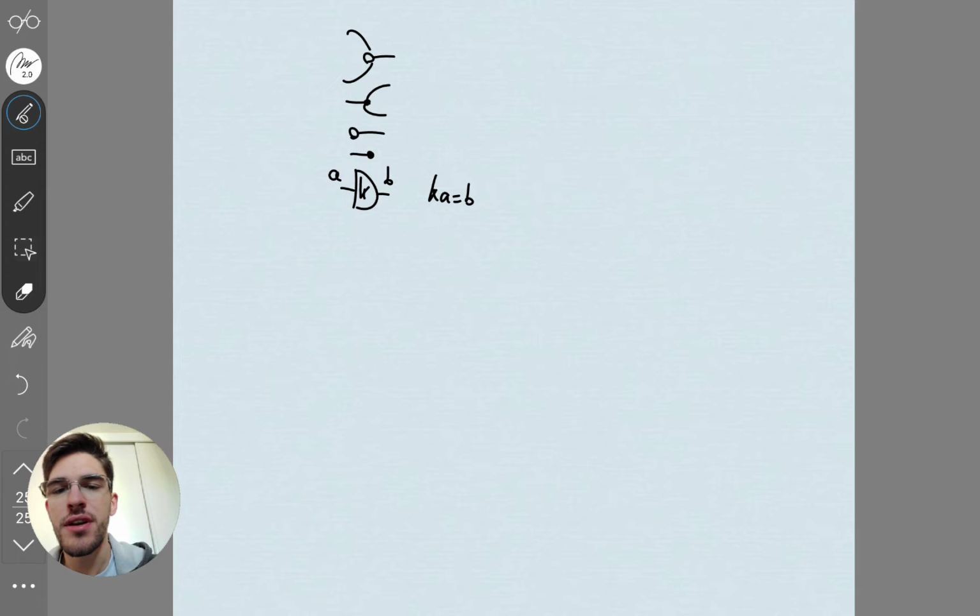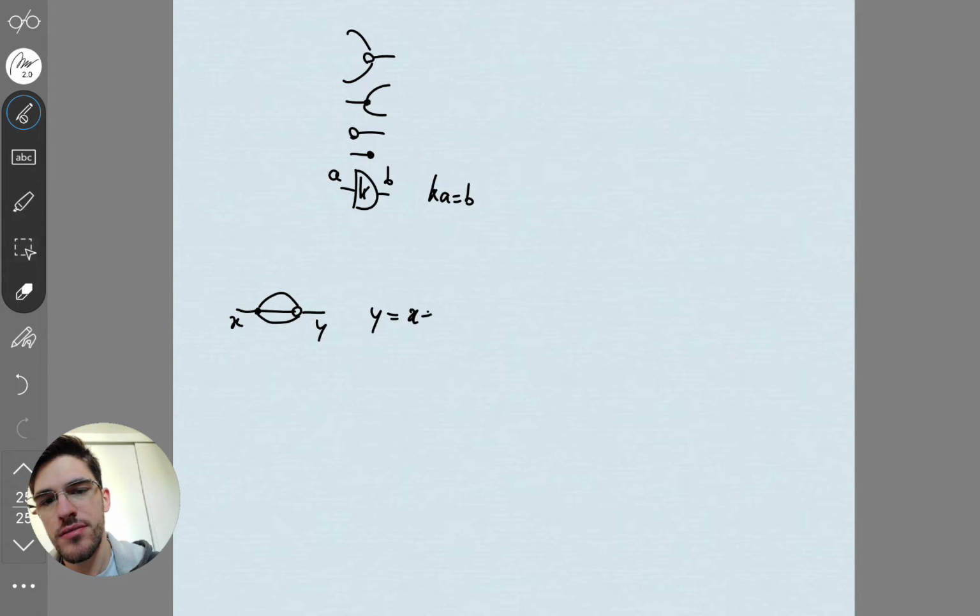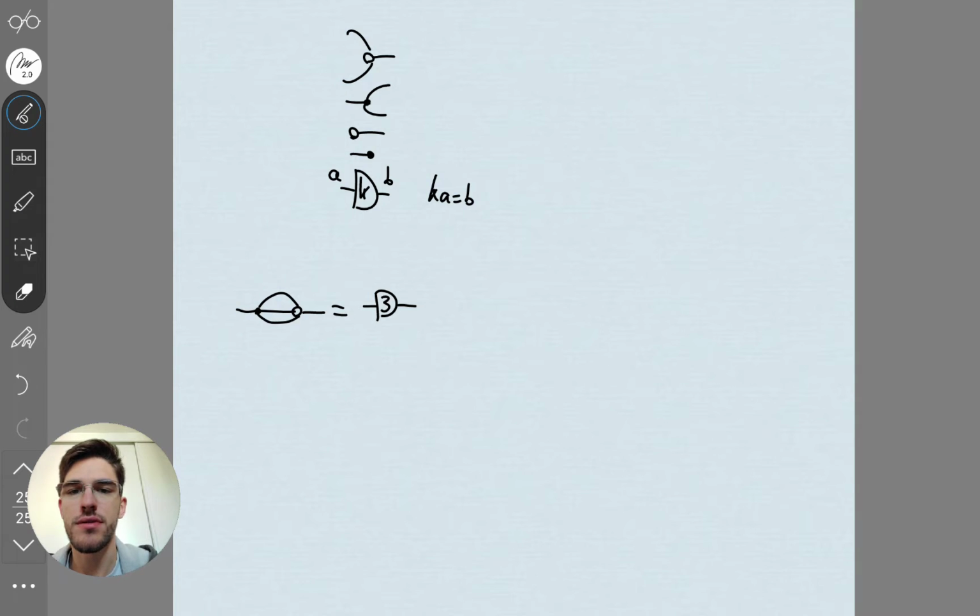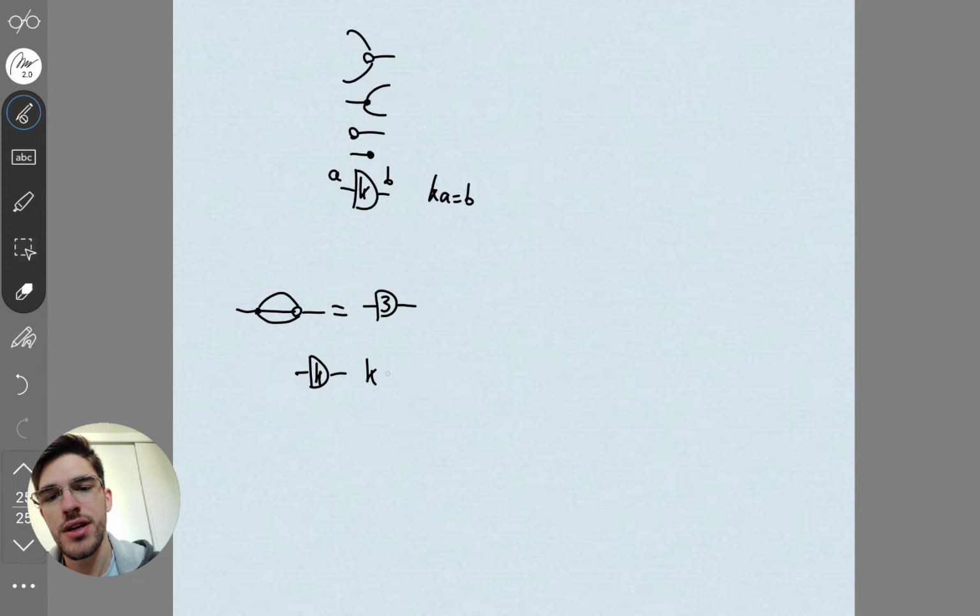But funnily enough, we don't really need that one because, look at this. This is an equation that says y equals x plus x plus x, right? So that's 3x. In other words, I have just written this one in terms of the other basic equation. And that means I can already write any k for k a natural number.